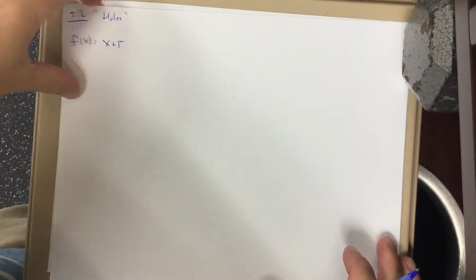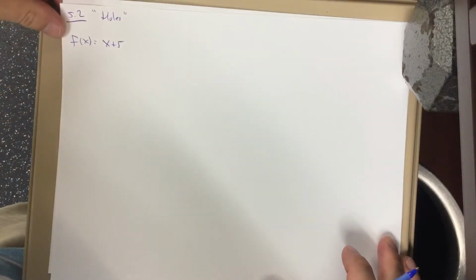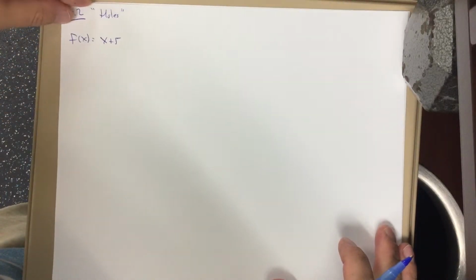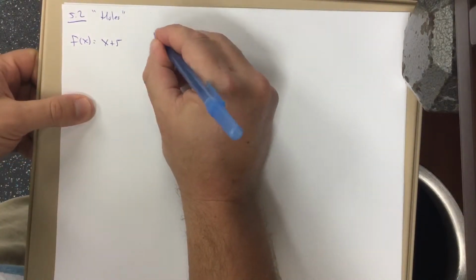All right, guys, so last thing here, last thing in 5.2 we want to look at about the graphs of rational functions, and it's something called a hole. There can be a hole in the graph, and here's what I mean by saying there's a hole in the graph. Let's look at the graph of f of x equals x plus 5. It's a linear one. It's pretty easy.